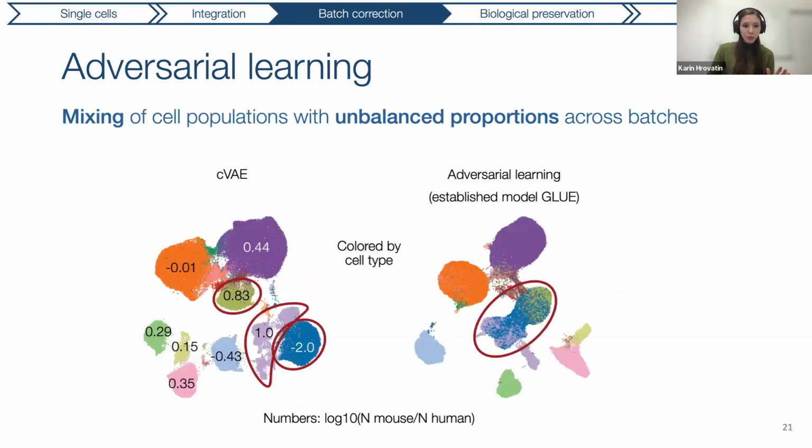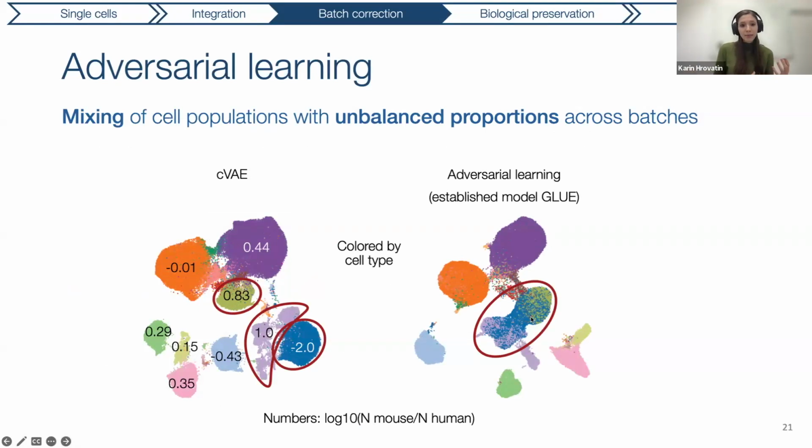Here we have just a normal cVAE integration. I'm showing here just the cell types. And then I added on top of every cell type a number, which is a log ratio between the number of cells between the two batches. So being close to 0 means it's relatively balanced, and being further away from 0 means it is unbalanced. And here I circled the 3 clusters that have the most imbalance. What you can see happens in adversarial learning is that those populations will get mixed together.